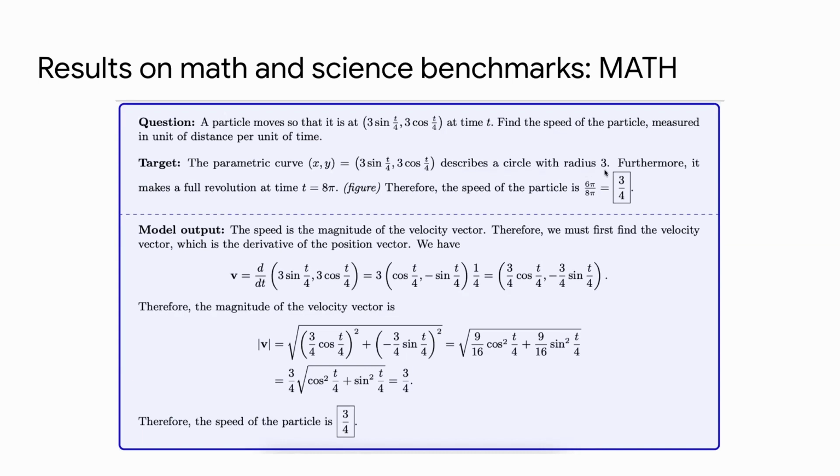The parametric curve describes a circle of radius 3. So it does something of this kind, and there was some figure in there that we dropped. And so this is the speed of the particle. The model does it differently. It says the speed is the magnitude of the velocity vector, so we must first find the velocity vector, which is the derivative of the position vector. So it writes down the derivative, simplifies a little bit, and then calculates the magnitude, simplifies, uses sine squared plus cosine squared equals 1, and gets 3/4.